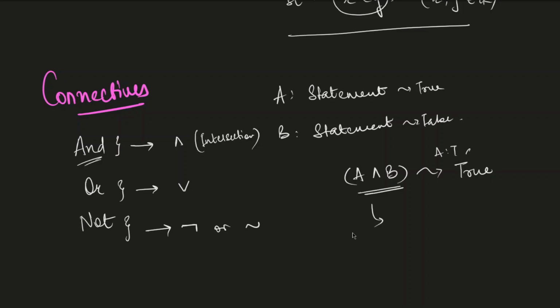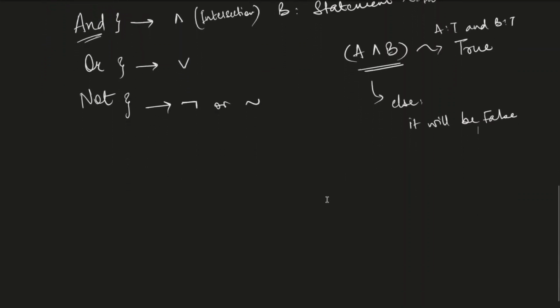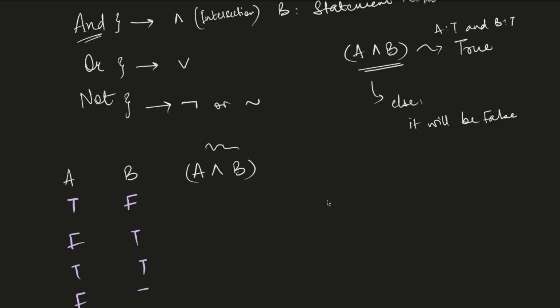If A is true and B is true, else it will always be false, right? So if I make something called a truth table, what is a truth table? A truth table basically tells us all possible values of A and B and their composition using some connective, or implication, we'll see what implications are. So all possible values are going to be true-false, false-true, true-true, and false-false.